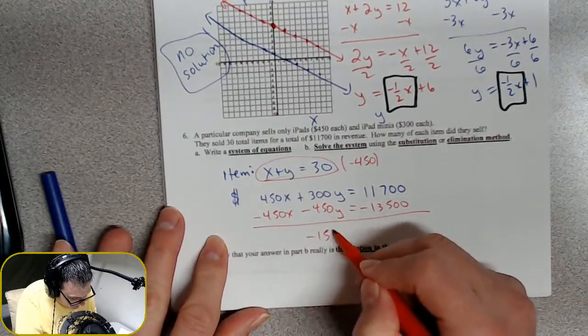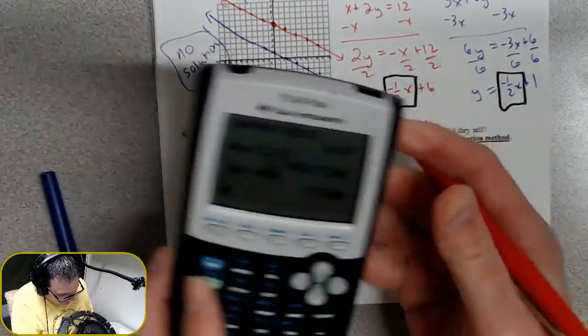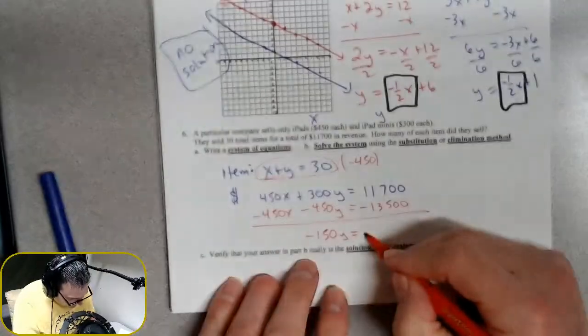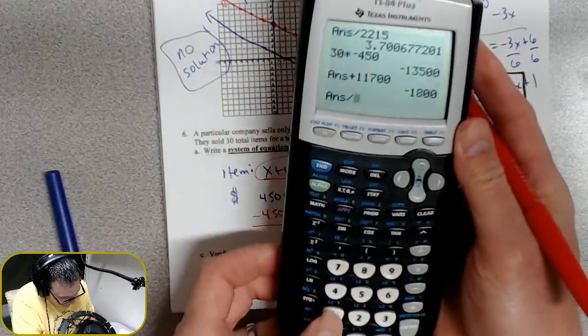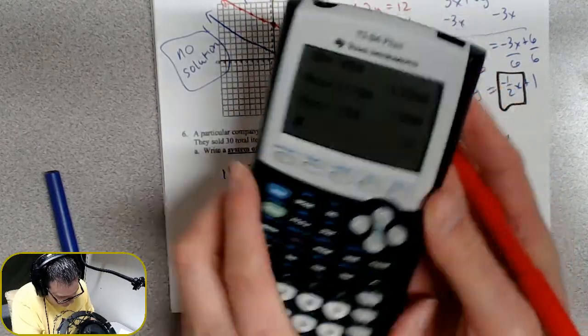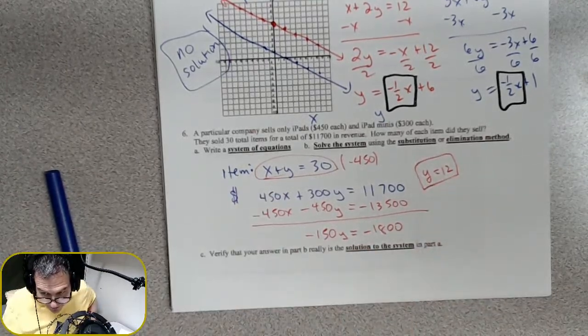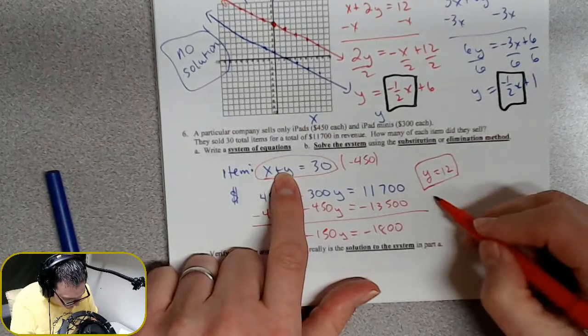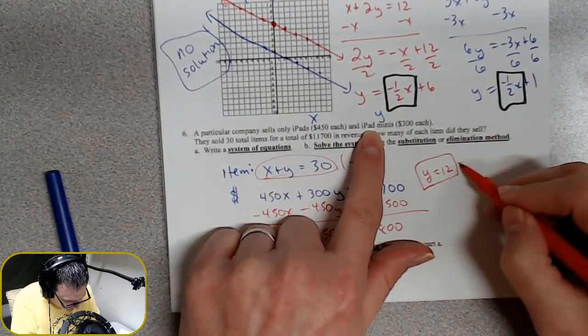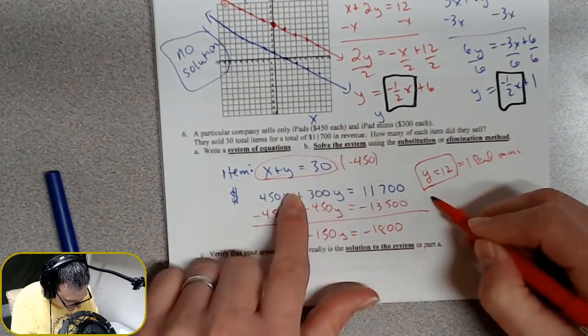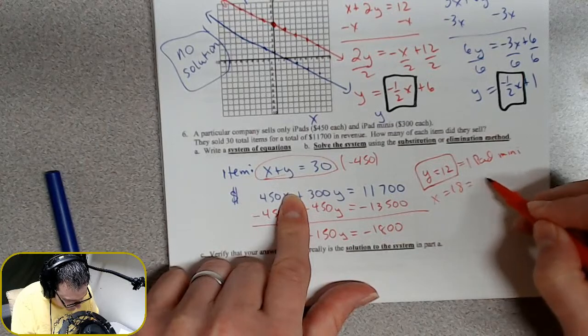So I got negative 150y. And again, I got to use my calculator. And I got negative 1,800. And so now divide by negative 150, and y is equal to 12, which makes sense. It better come out nice because we're selling iPads. You can't sell half an iPad. And if y is equal to 12, the number of minis, then your x has to be 18, which is your regular iPads.